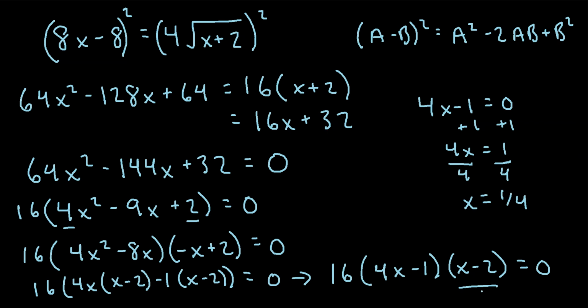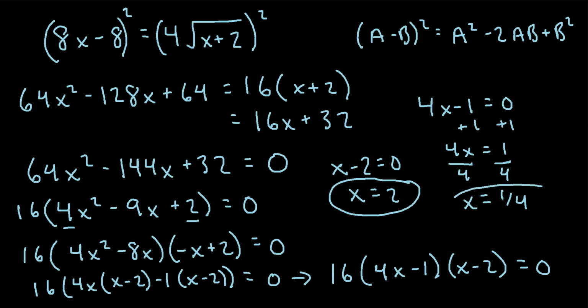And if we set this one equal to 0, I'll write that right here, running out of room, but that's okay. x minus 2 is equal to 0. If we add a 2 to each side, we find that x is equal to 2. So here are our two solutions for x. But one last step is we need to check if each of these solutions actually produces a true result in the original equation. So I'll rewrite the original equation right here.